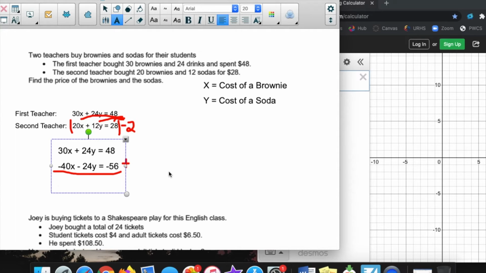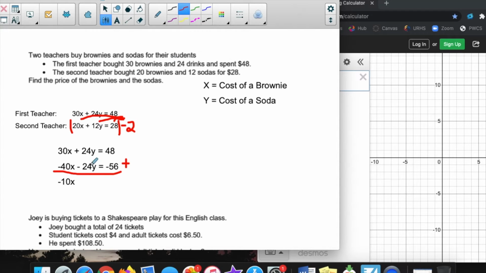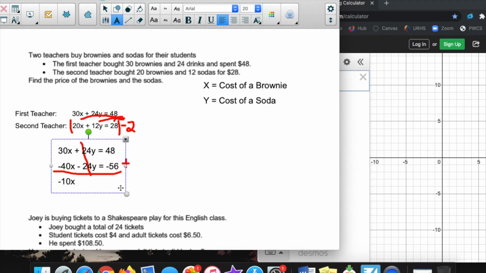So if I added these, 30x plus negative 40x would give me negative 10x, okay? And then if I added 24y plus negative 24y, right, that would be 0y, thus canceling these out, and that's what I want to happen, right? And then if I added 48 plus negative 56, that would equal negative 8. Okay, so this is what I'm left with here, okay? And yeah, so now I'm ready to solve this for x, okay?